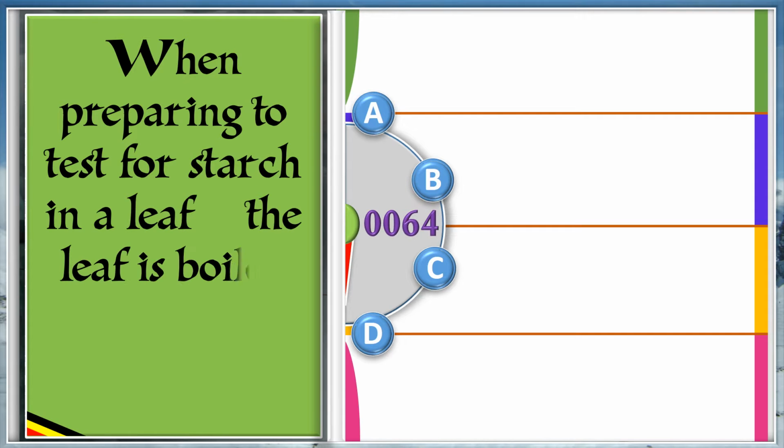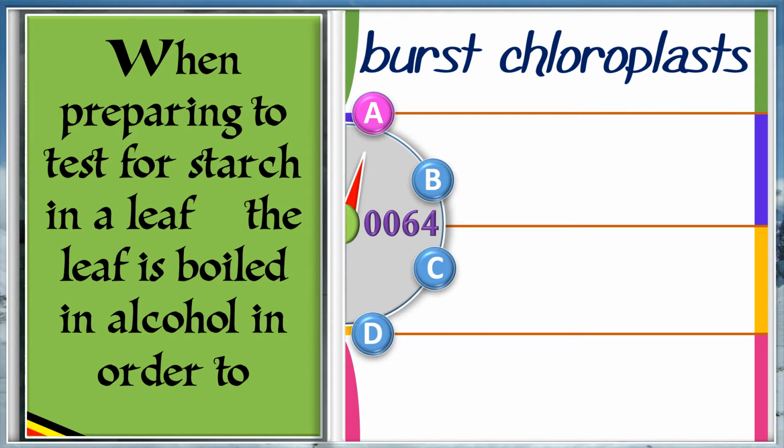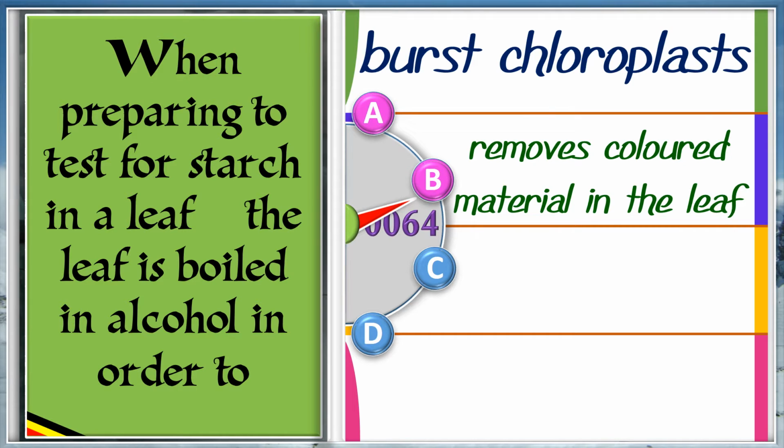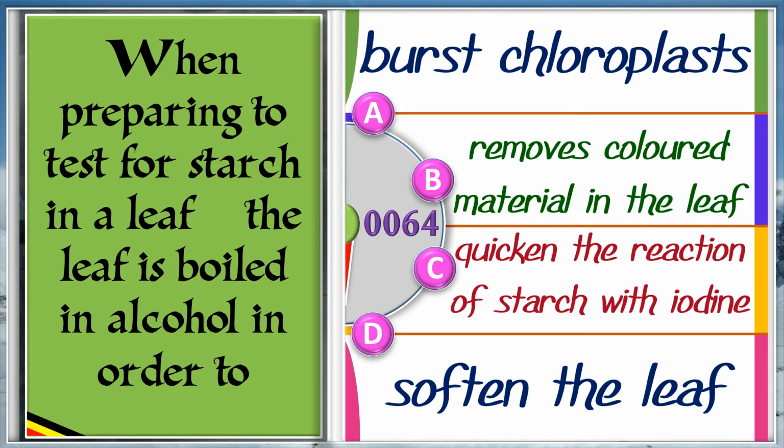When preparing to test for starch in a leaf, the leaf is boiled in alcohol in order to A. burst chloroplasts. B. remove colored material in the leaf. C. quicken the reaction of starch with iodine. D. soften the leaf. And the answer is remove colored material in the leaf.